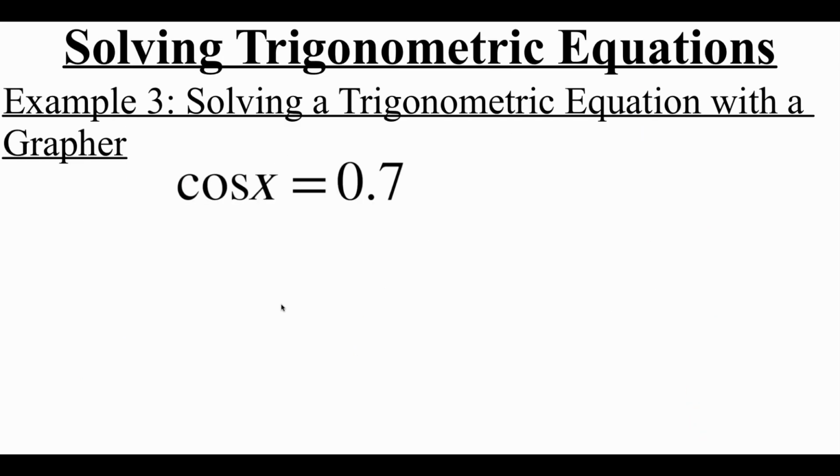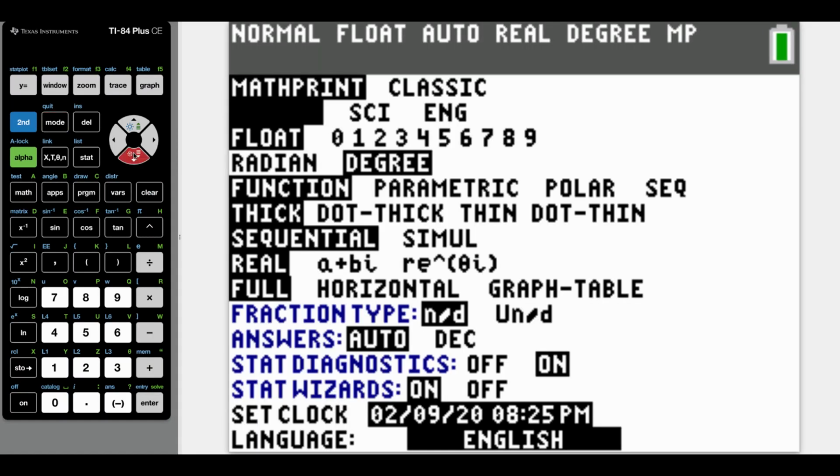Now, as we're solving these trigonometric equations, we're not always going to be able to use the unit circle to help us out. So for example, in this one where we've got the cosine of x equals 0.7, there's no way that we're going to find 0.7 on our unit circle because that's not one of our special points. So sometimes we're going to have to rely on our calculators to help us out a little bit. So I'm going to fire up my calculator. So the first thing that we want to double check, because we're going to be graphing, is to make sure that we're in radian mode.